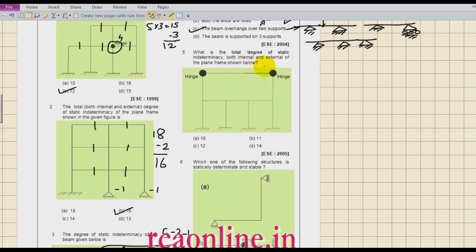What is the total static indeterminacy? Again it is very simple. 1, 2, 3 cuts here and 1 cut here. So a total of 4 cuts will make you 4 trees. So 4 into 3, 12. Due to this hinge, -1, due to this hinge, -1. So 10 is the answer. Simple.